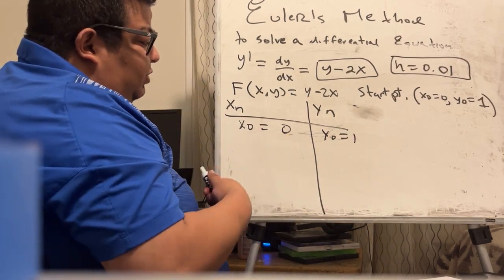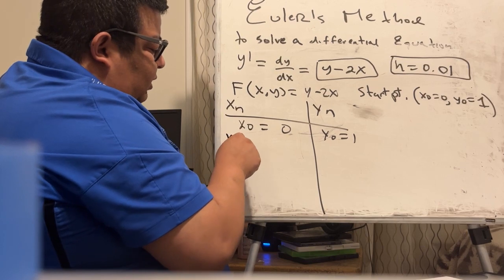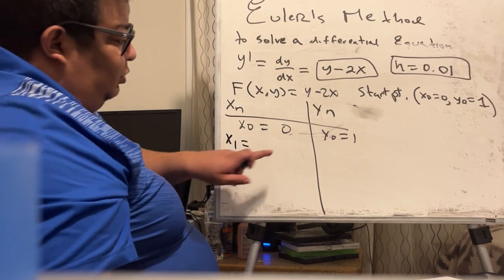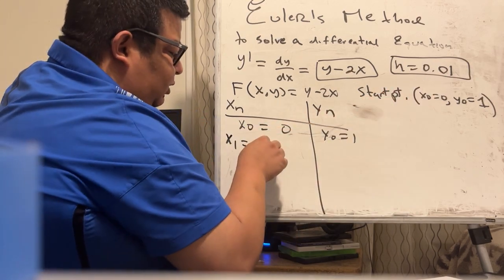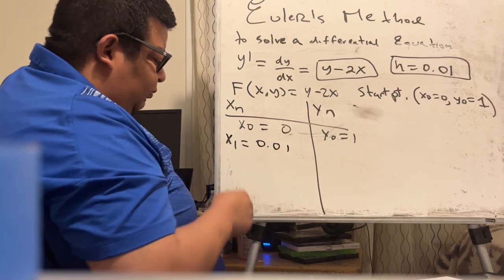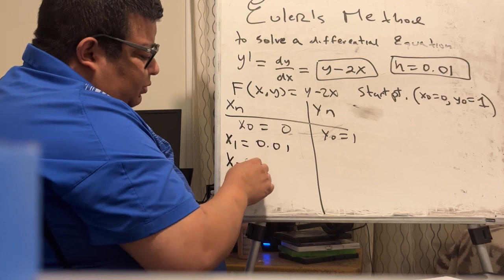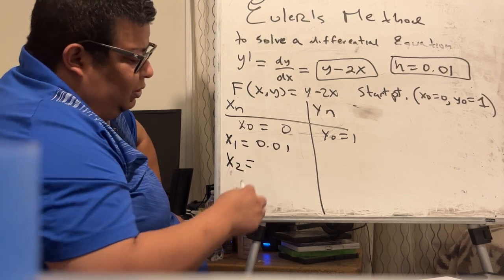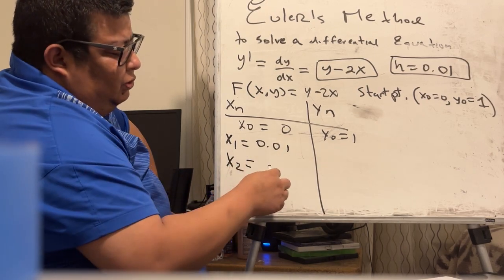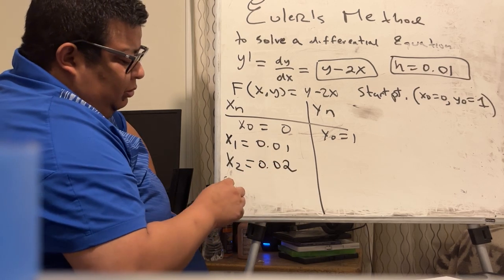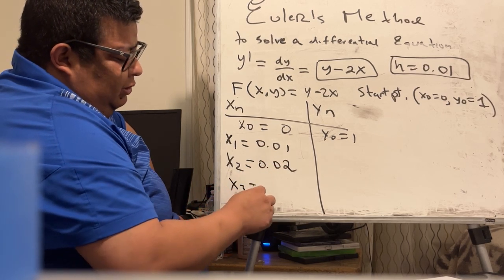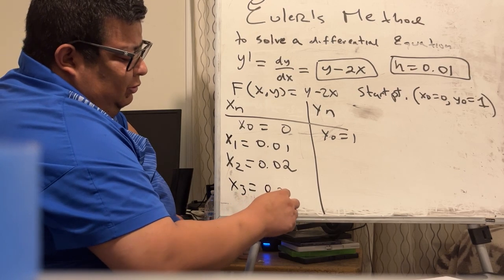Then the first iteration is going to be x1. It's going to be 0 plus 0.01, which is your step size, so it's going to be 0.01. Your second iteration, x2, is going to be 0.01 plus 0.01, which is 0.02. And then your x3 is going to be 0.03.